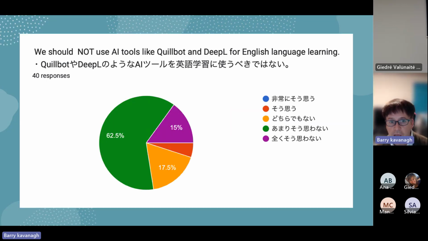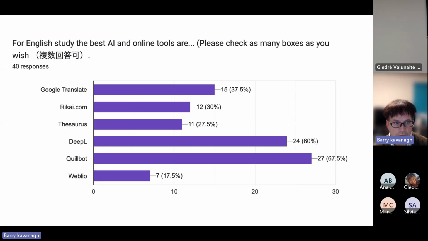We should not use AI tools like Quillbot and DeepL for language learning. So 63% said no, they didn't agree with this statement. And 15% strongly didn't agree with this statement. So most of the students think that these AI tools can be used positively for English language learning.